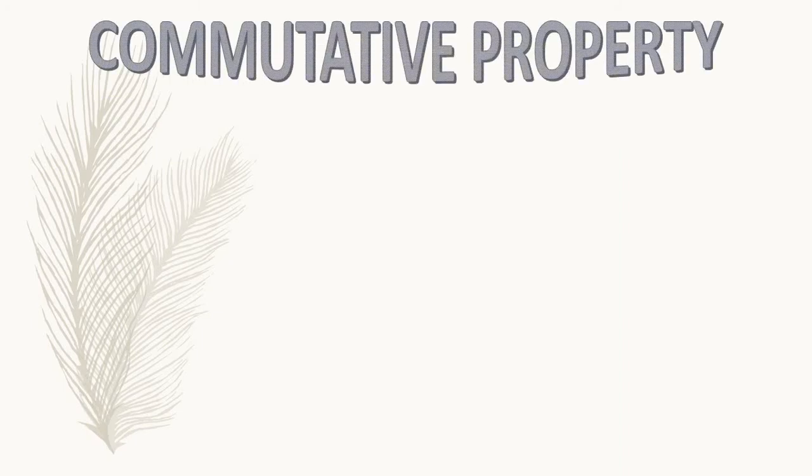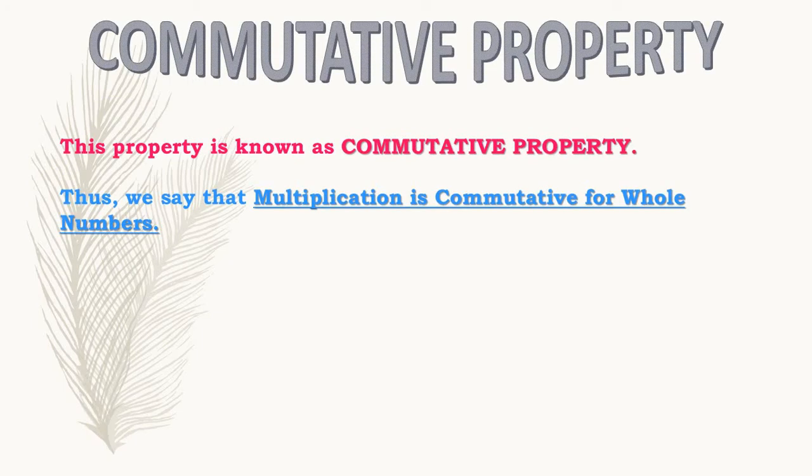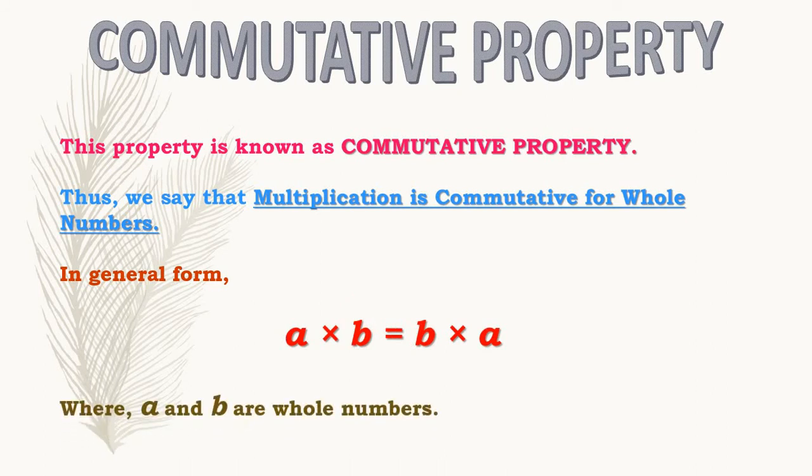Okay, this is called commutative property. Thus we say that multiplication is commutative for whole numbers, and in general form A into B is equal to B into A, where A and B are whole numbers. Giving you some more questions now.